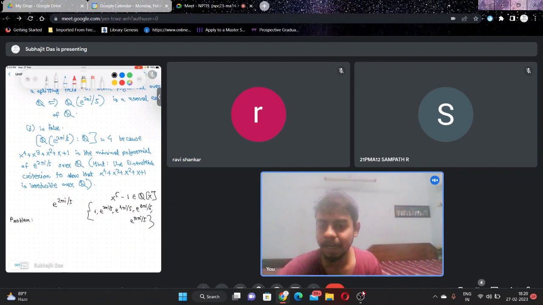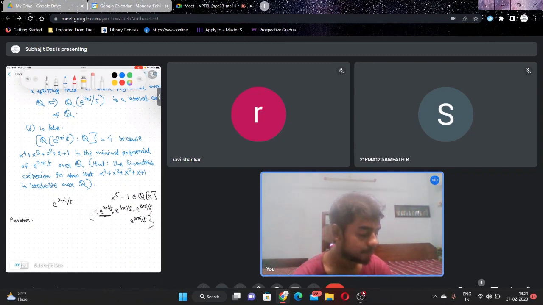They form a group under multiplication, and it's in fact a cyclic group. And e to the power 2 pi i by 5 is one of the generators of this group. That is why we are calling it a primitive fifth root of unity, because it's a generator. It means that no power of e to the power 2 pi i by 5 smaller than 5 can give you 1.